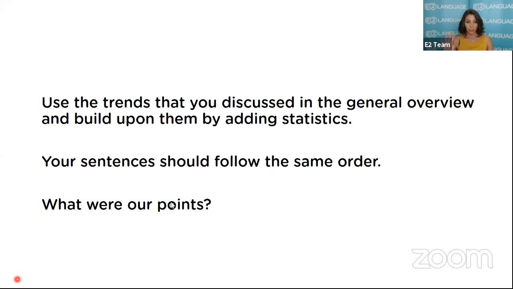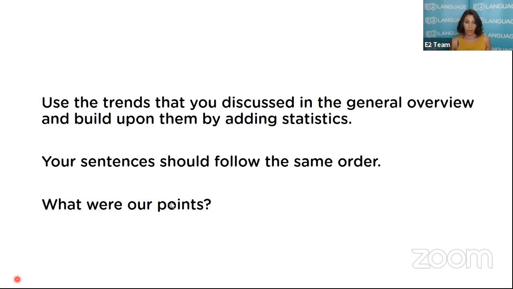We don't just pick random statistics or random numbers. We have to use the trends that we discussed in the general overview and build upon them by adding statistics. The sentences in the detailed overview should follow the same order as the sentences in the general overview. This means that our writing will be coherent, logical, and easy to follow.